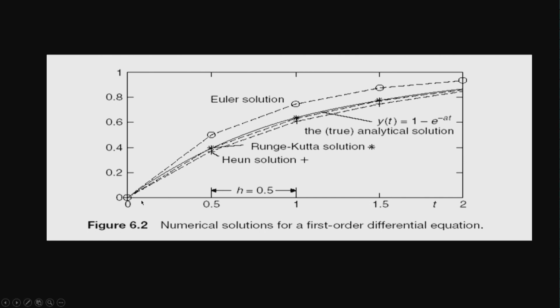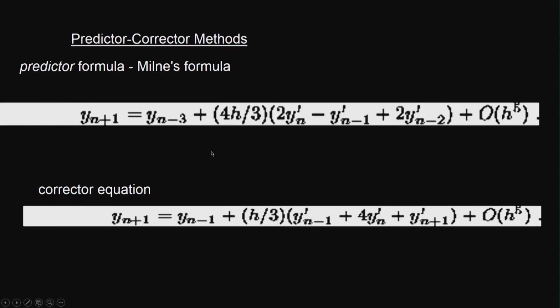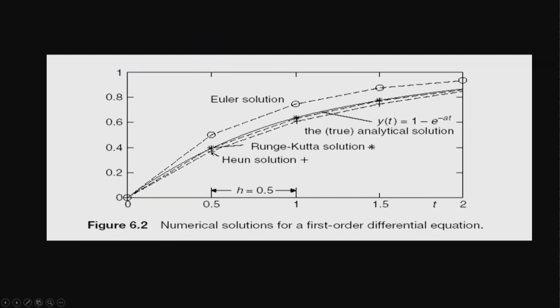So this is a nice comparative picture. This is the true solution, the dark continuous line. Euler's method you can see here, big error. This is Heun's method, sorry. This is the Heun's method, the Runge-Kutta method, which is following very closely, and this is the Euler's method. You are using h equal to 0.5, for this particular equation, 1 minus e power minus at.